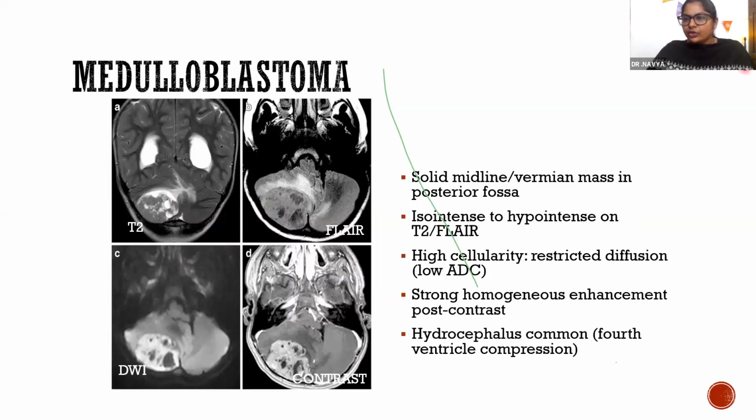So how does a medulloblastoma seem to you? On a T2 image, it is seen as a solid mass. There is an iso-intense lesion on the T2 and also FLAIR images. As I told you, the cells are tightly packed. They are highly cellular. So the ADC is 0.6, which is the lowest of what we have seen. Post contrast, there is a strong homogeneous enhancement.